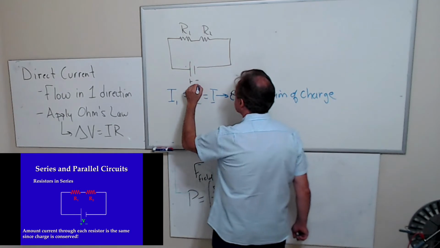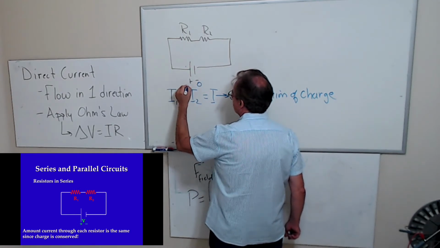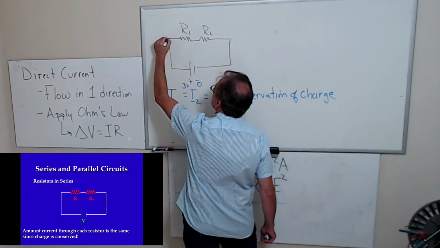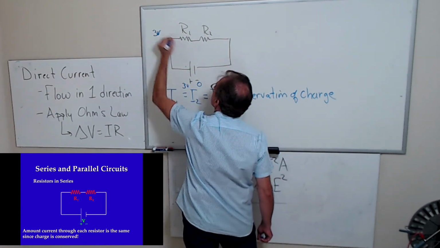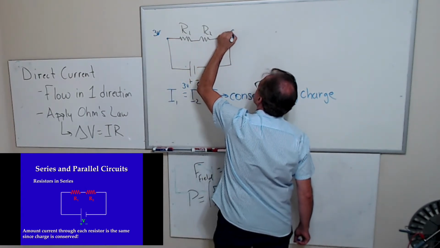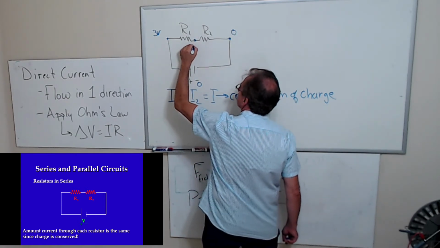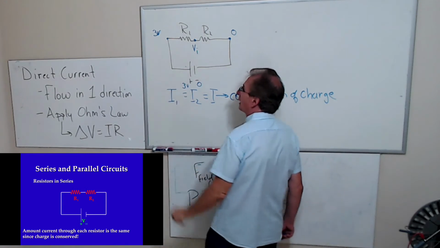And of course, if this is at 0 volts, and I'm just making up numbers, this is 3 volts. Let's say it's a 3-volt battery. This point in the circuit is going to be at 3 volts. This point in the circuit will be at 0 volts. And this thing will be at some in-between voltage, V sub I for in-between.